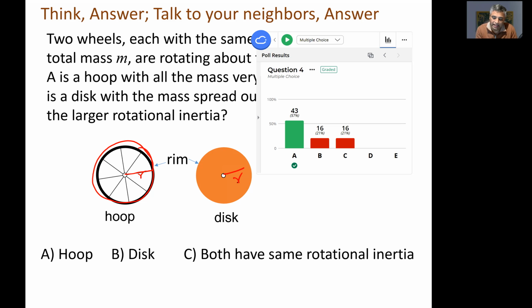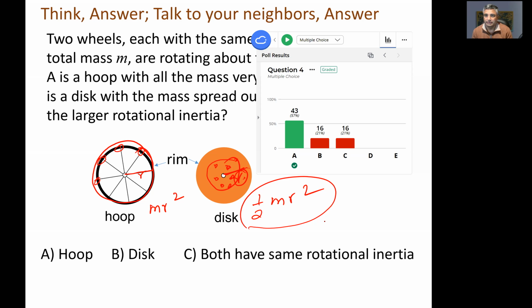But remember, when we calculate that, we divide this into smaller portions, right? So most of them are at a smaller distance, smaller than R. But for this, all the masses are exactly at R. So because of that, rotational inertia here becomes mr square. But here, just like I said in the previous slide, it becomes half mr square. So if mass m and radius r are exactly the same, a disk has half the rotational inertia compared to the hoop. In a hoop, all masses are at a larger distance, so it has larger rotational inertia.